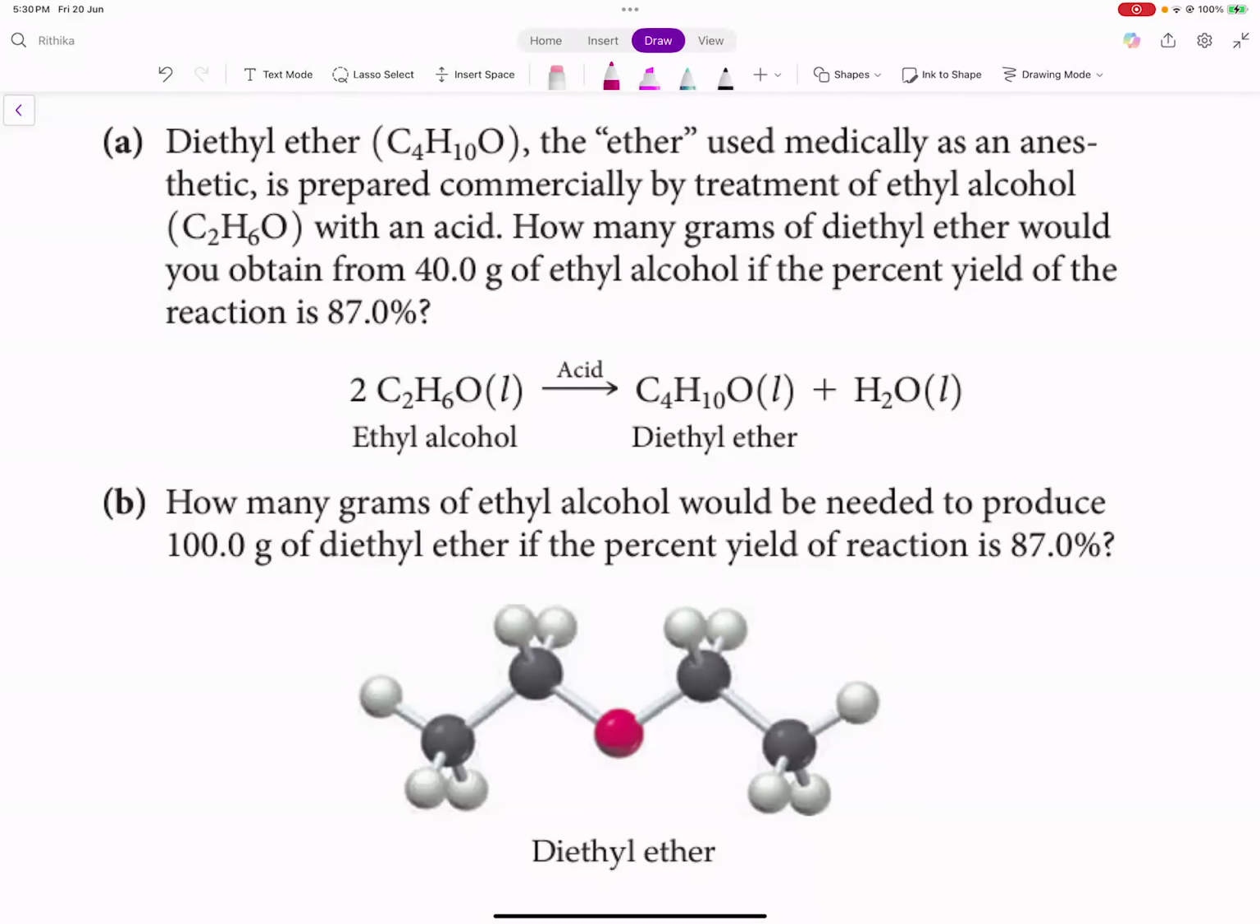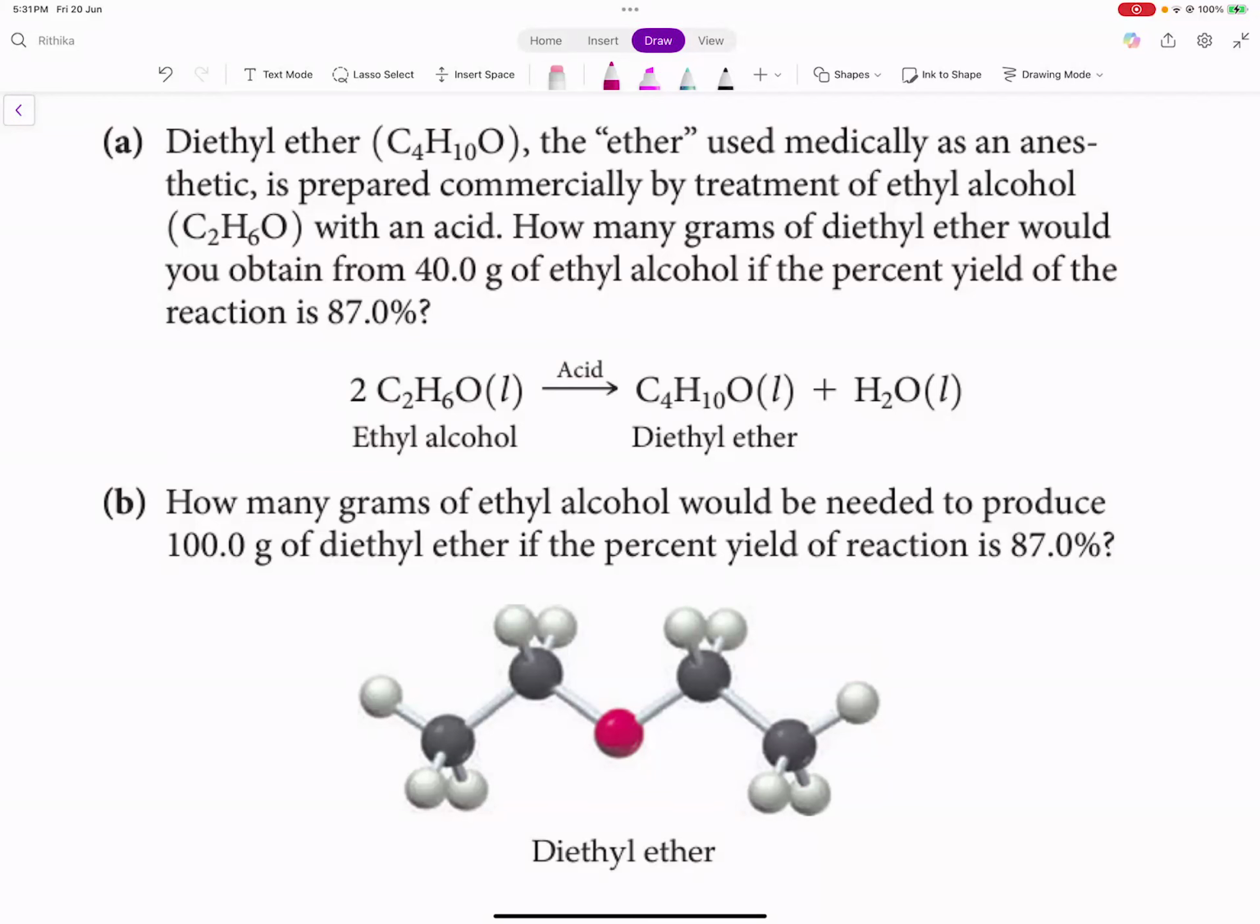Sir, for the theoretical mass, we can take it as the previous one, right? How many grams of ethyl alcohol would be needed to produce 100 gram of diethyl ether? It's the same reaction, same equation. So here we are given that we actually need 100 grams, right? So I'll do moles of diethyl ether, right? No, no.